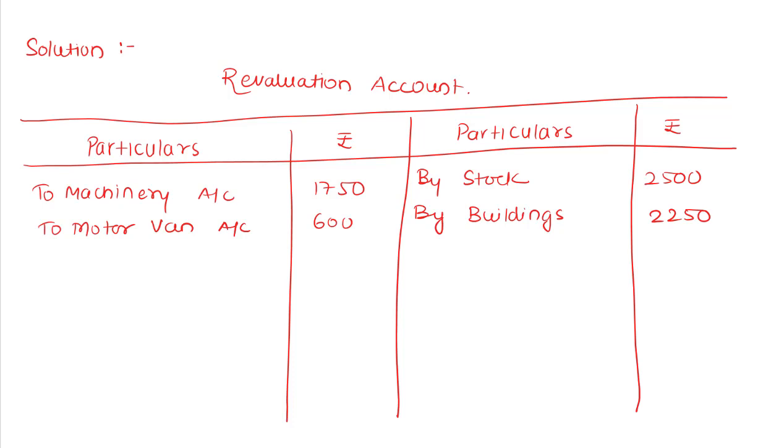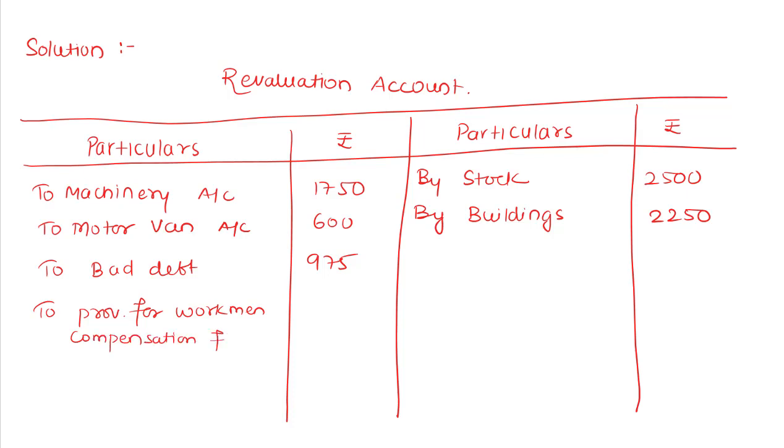Provision for doubtful debts is increased by 975. To provision for doubtful debts 975. Provision for workmen compensation fund to the extent of 825 is created. To provision for workmen compensation fund 825.